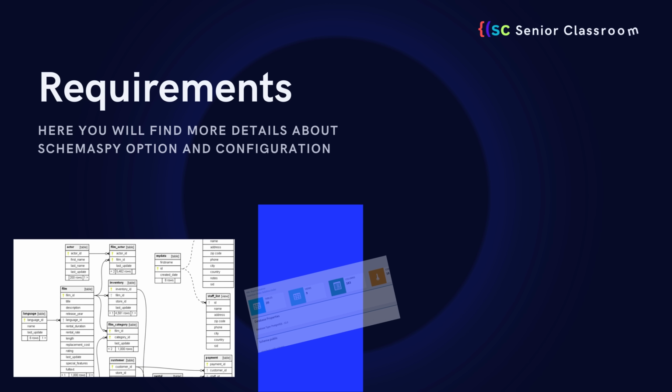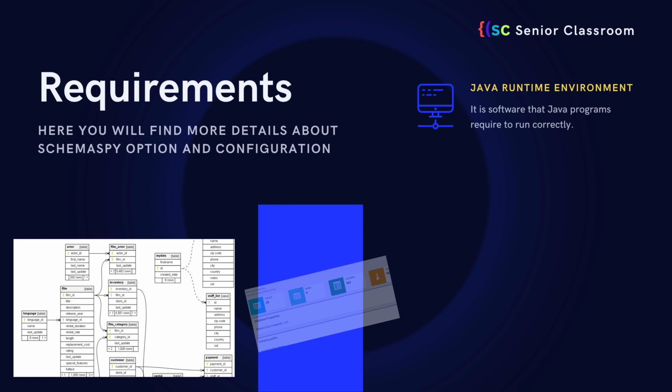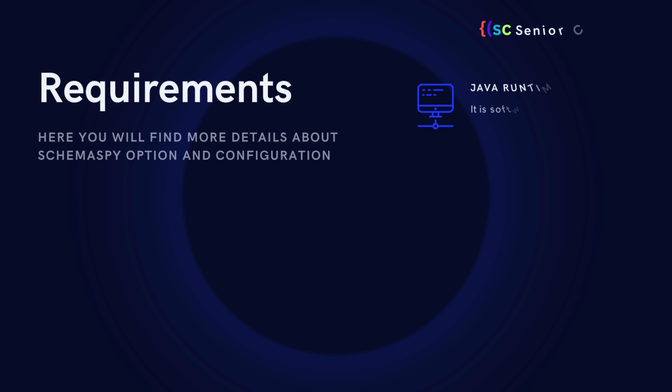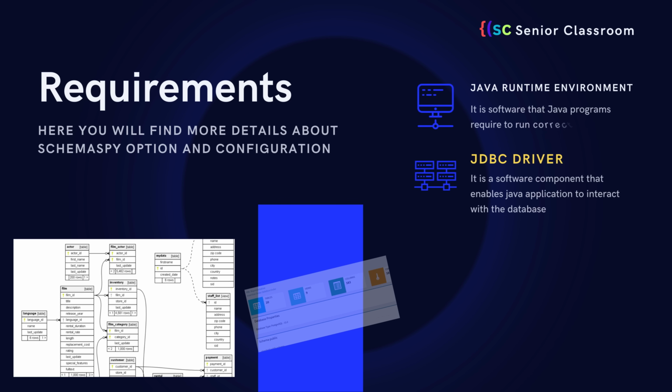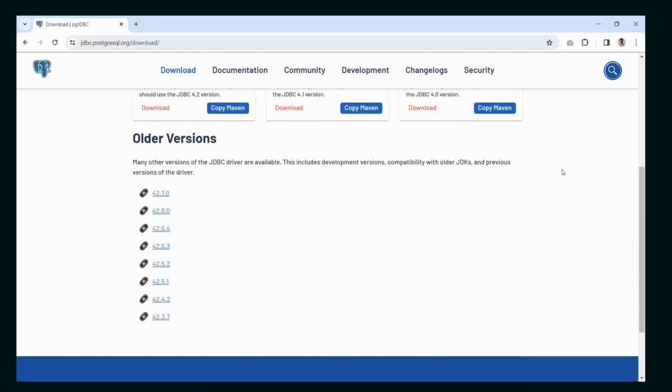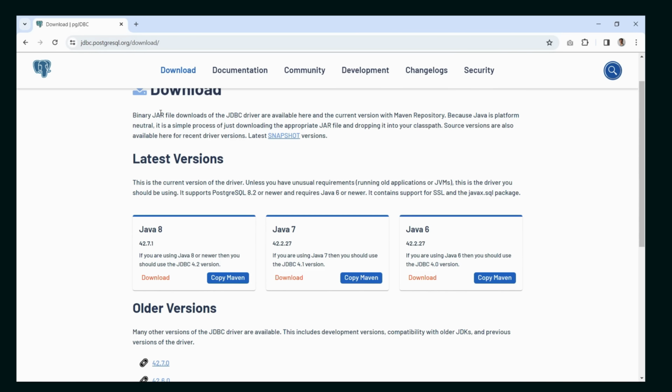Now, before we get started, let's go over the prerequisites and tools you'll need for this tutorial. Java Runtime Environment. SchemaSpy is a Java-based tool, so make sure you have JRE installed on your machine. JDBC driver for the PostgreSQL database. Download and save it in a folder to connect to the PostgreSQL database using the SchemaSpy application. You can download the driver file from the PostgreSQL.org website.